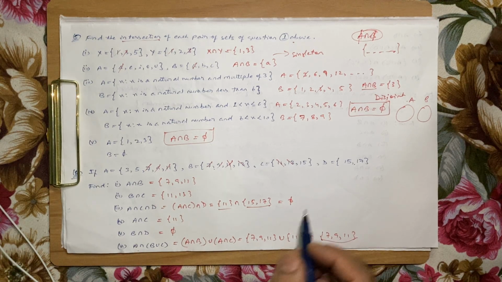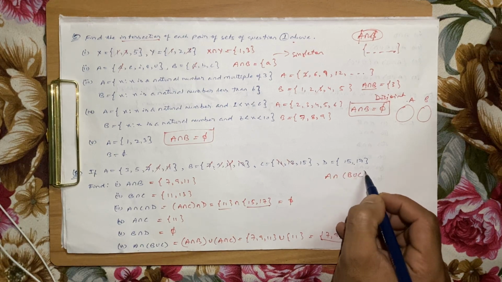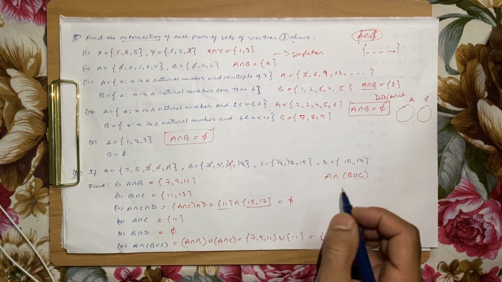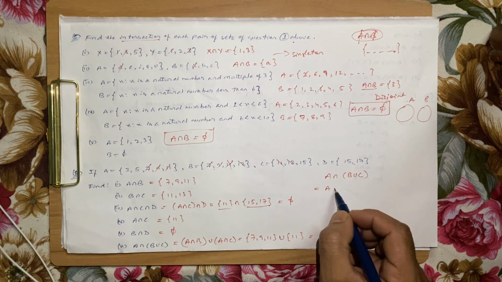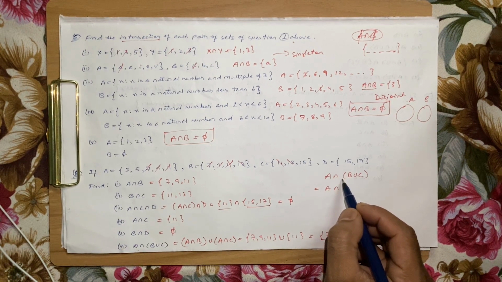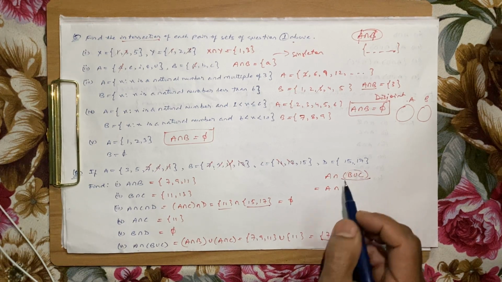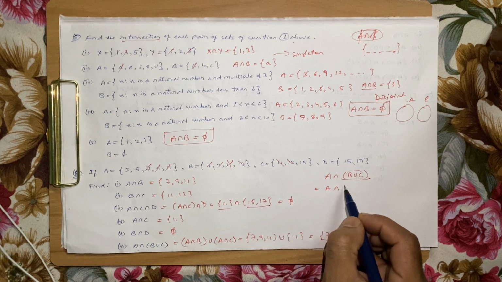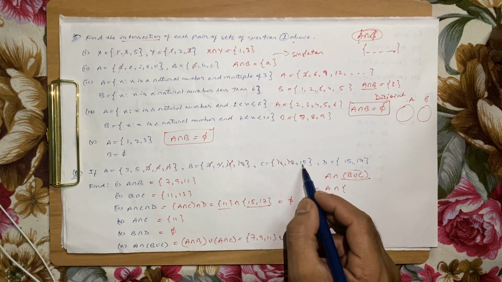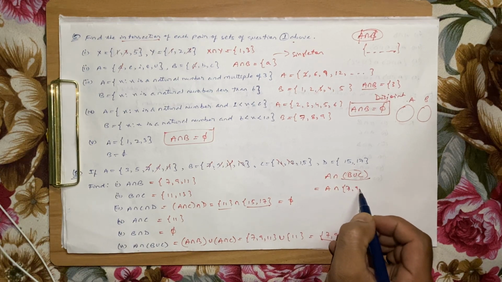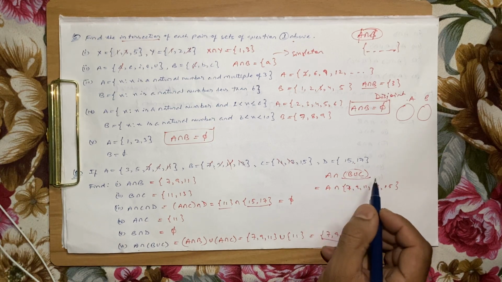Now let's do it directly. A intersection B union C. Let's say you don't know the distributive law, then how will you do it? So first you have the set A and the intersection. Try to remove this bracket. Do this thing, B union C, and remove the bracket. So what is B union C? It will be 7, 9, 11, 13 and 15.